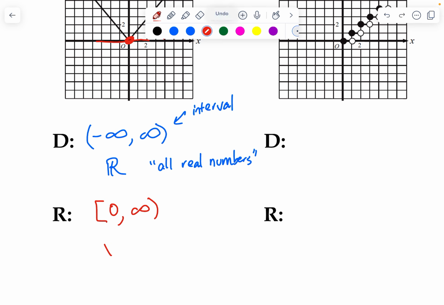Or you might say it's x is greater than, or no, it is not x. What should I have written? These are not x values for the range, these are y values. I was just testing you. Did I catch you? y is greater than or equal to 0.